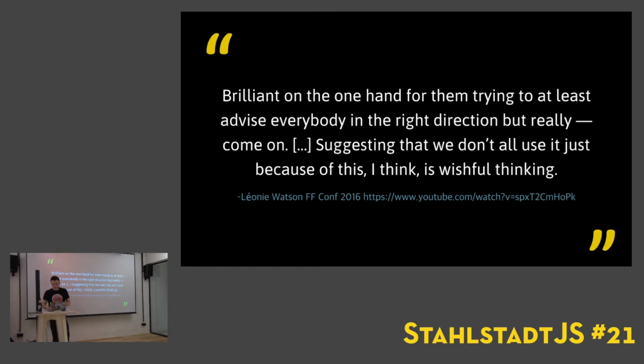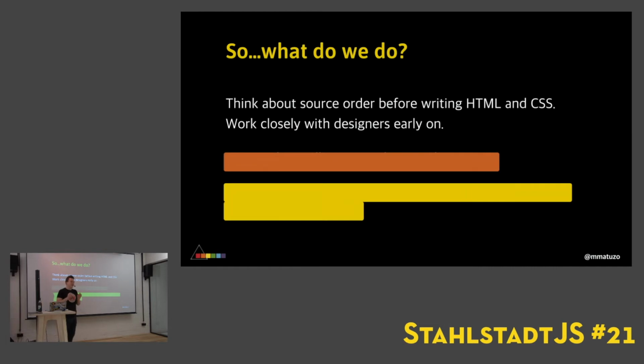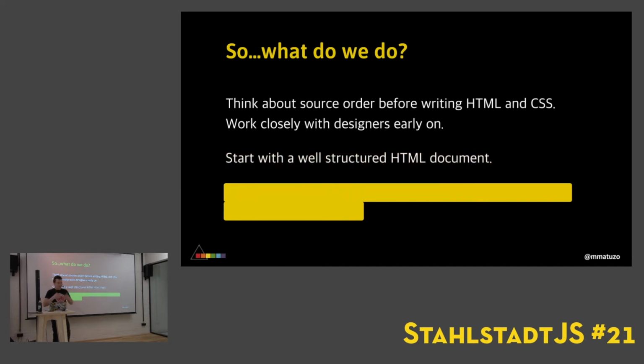So what do we do? Well, we should think about source order before we write HTML and CSS and JavaScript. Even before we design anything, we should work closely with designers and think about stuff like order before we start typing. We should start with a well-structured HTML document. I know that in 2019 we all work with React and Angular and Vue and so on. We work mostly on a component level, but we must also take care of the document context and see those components in the whole document context and test them, not just separately.